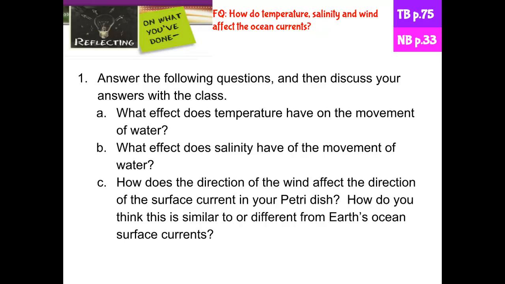You're going to look at your reflection today, and for reflection 1, you're going to answer the following questions. 1A is, what does the effect of temperature have on the movement of water? 1B is the effect of salinity on the movement of water. And 1C, how does the direction of wind affect the surface currents in your Petri dish? And then how do you think that's similar to ocean currents?